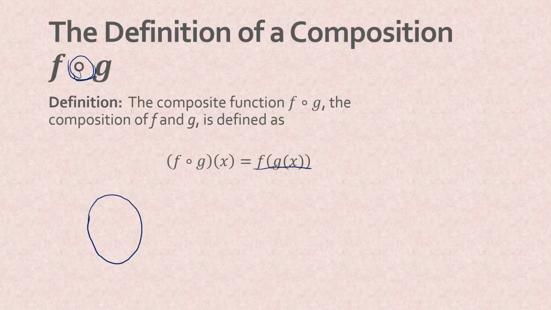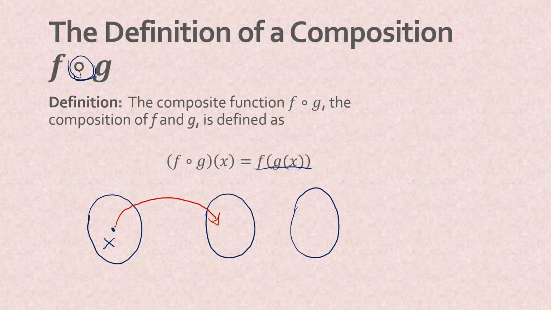So let's use some Venn diagrams here to help us. And if you look here, we input an x value and we ask ourselves, what's the first function that x gets plugged into? So the first function that x gets plugged into is g, and that produces a value for us called g of x.